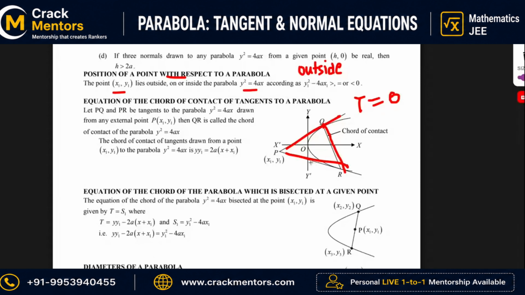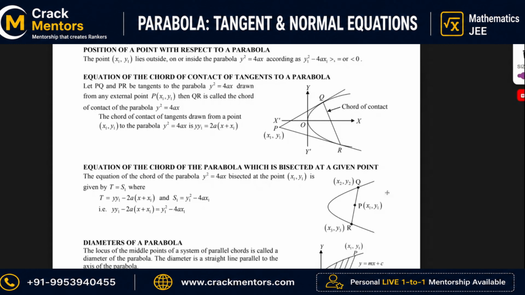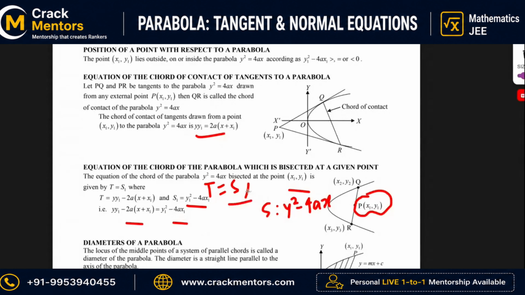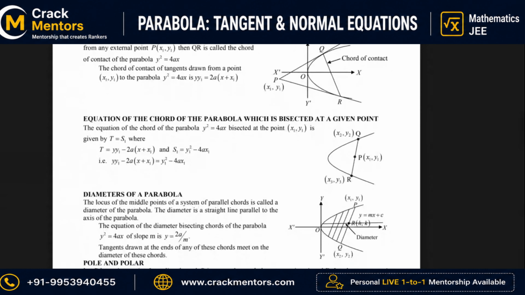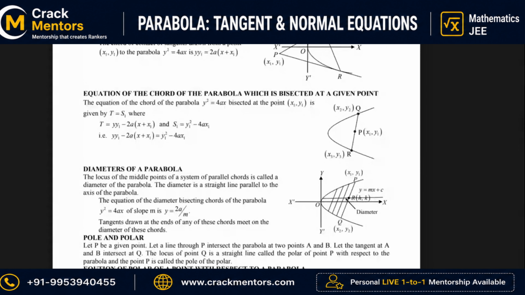Then this is the equation when the midpoint of the chord is given. So the midpoint is this, let's say, of this chord QR. The equation is T equals S1. S1 is what you get by putting this midpoint in your S. Sorry, S would be y square minus 4x. So S1 we get from there. Then T you know how to do. So just equate them, T equals S1. Okay, written.